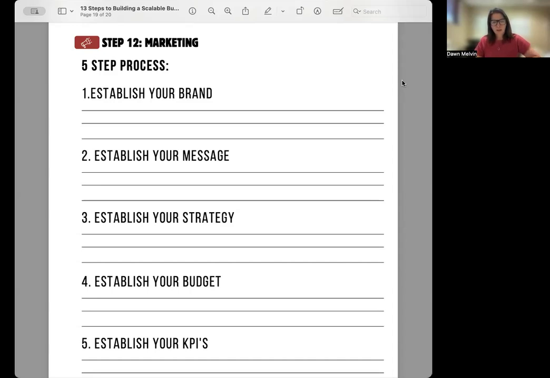Establishing your KPIs. KPIs stand for key performance indicators. So you've worked really hard up until this point. You've got your systems documented. You've got them in place. You've got your brand message strategy, your budget put together. Well, how do you know that it's working the way that you want it to? So you measure that through key performance indicators.